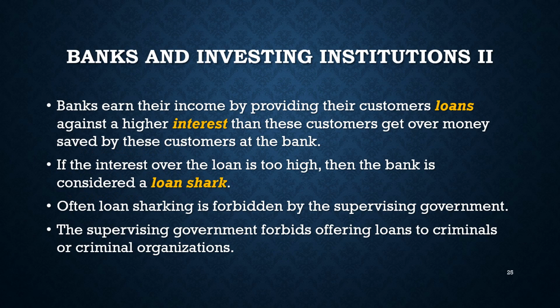Banks earn their income by providing their customers loans against a higher interest than these customers get over money saved by these customers at the bank. If the interest over the loan is too high, then the bank is considered a loan shark. Often loan sharking is forbidden by the supervising government. The supervising government forbids offering loans to criminals or criminal organizations.